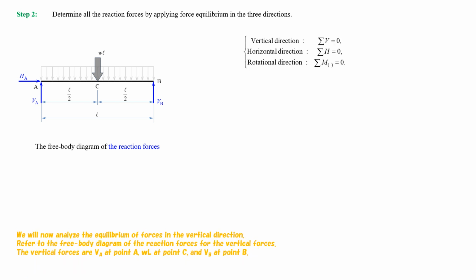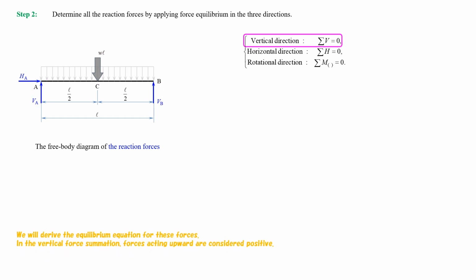We will now analyze the equilibrium of forces in the vertical direction. Refer to the free body diagram of the reaction forces for the vertical forces. The vertical forces are VA at point A, W multiplied by L at point C, and VB at point B. We will derive the equilibrium equation for these forces.